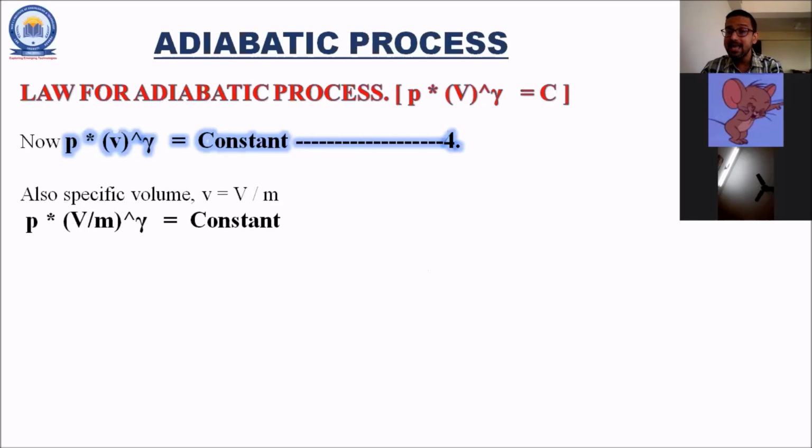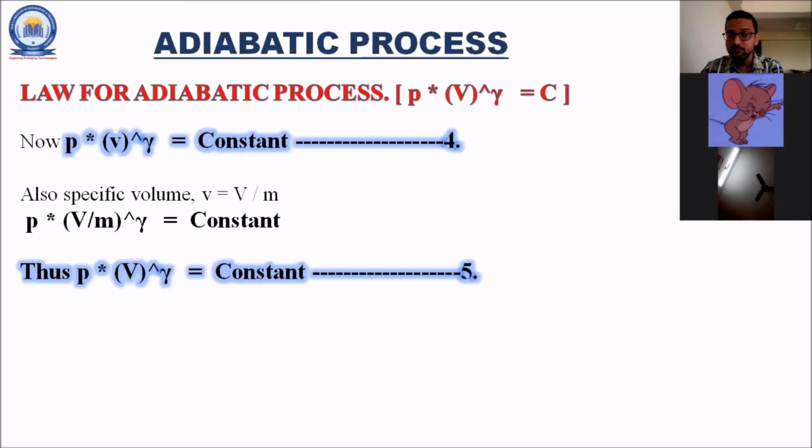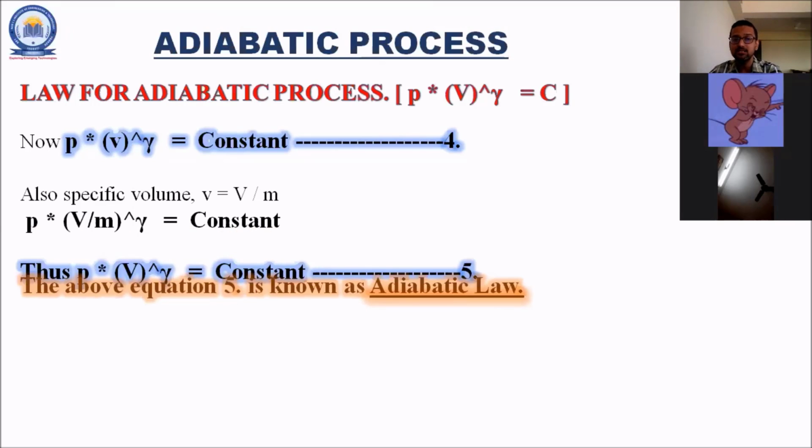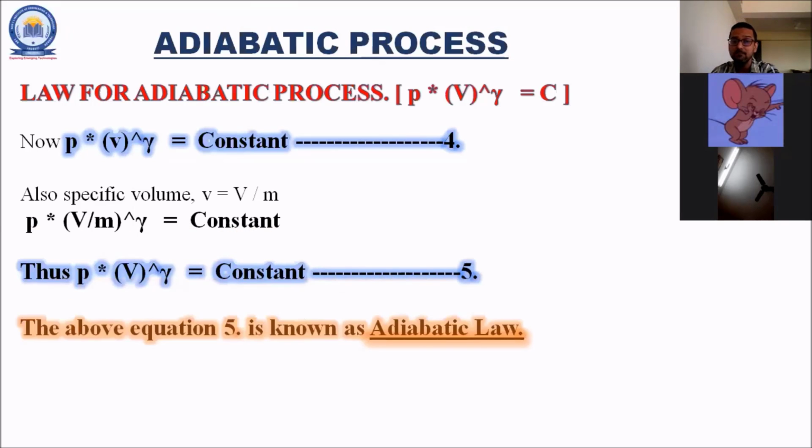So we will be getting m raised to gamma multiplied by the constant is a new constant, that is again a constant. And now we are getting the final answer of the derivation, that is PV raised to gamma is equal to constant. Equation number 5, and this is the answer, that is the law for the adiabatic process. And equation number 5, that is the adiabatic law.